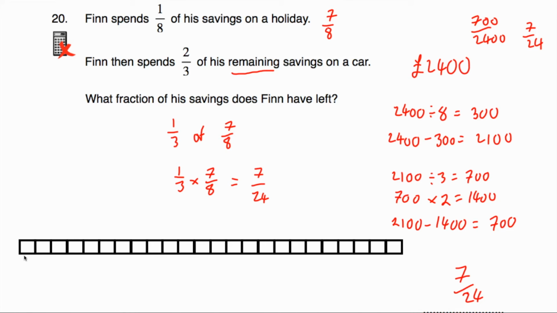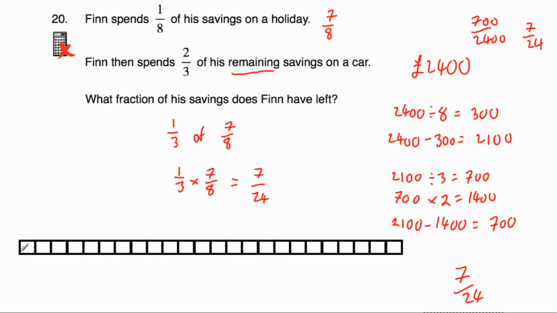And there is another way to show that we're right, and that is if we start off with Finn's savings. Okay, so let's say this is all Finn's savings to begin with, and if we said that he spends 1/8 of them on holiday. Now I've divided this into 24 because with 8 and 3 I found the lowest common multiple of 3 and 8, which is 24. So I've taken the savings and I've divided them into 24.